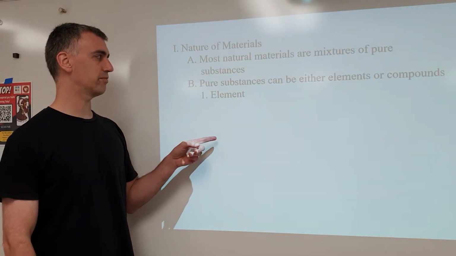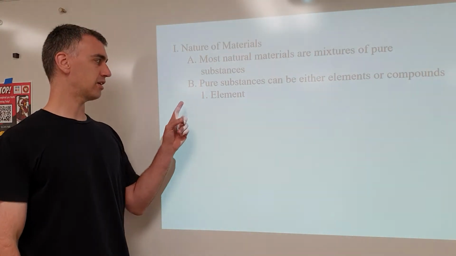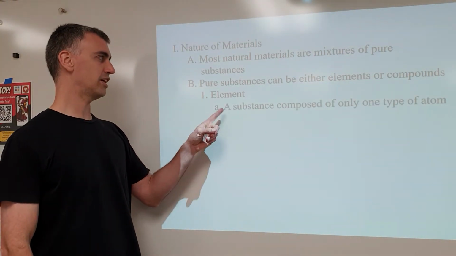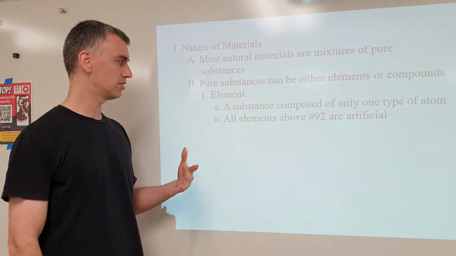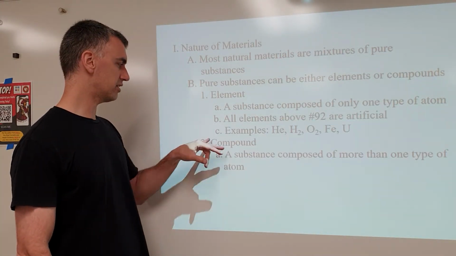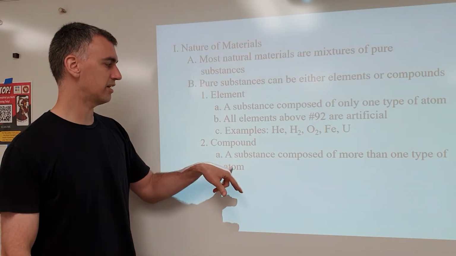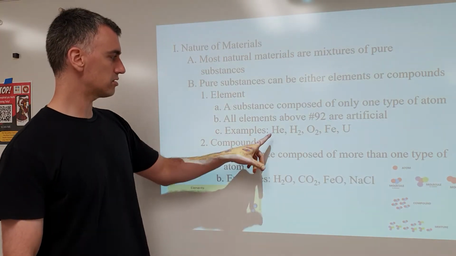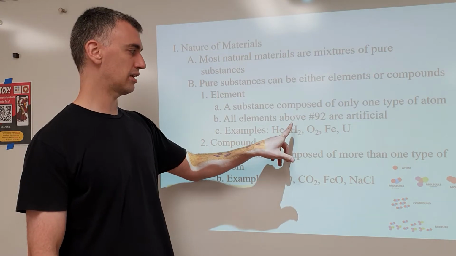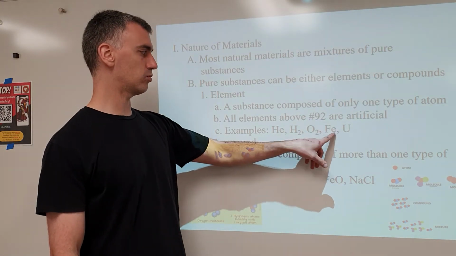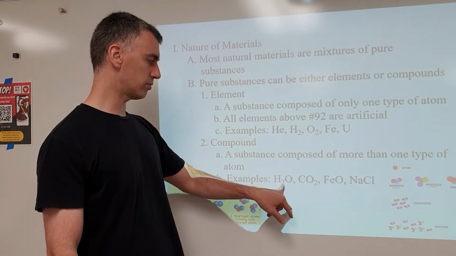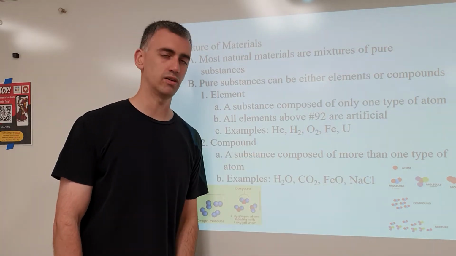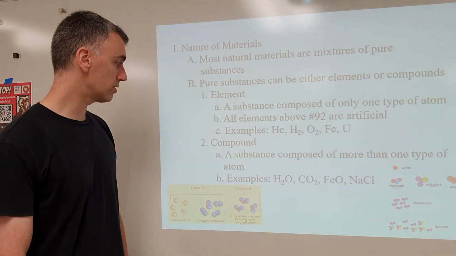However, if you purify it, typically it's going to fall into the category of either an element, which has only one type of atom in its chemical formula, or a compound, which has more than one type of atom. Notice, one type of atom, and although there are two atoms, it's still one type of atom, which is contrasted with more than one type of atom. Okay, so that's the difference between element and compound.